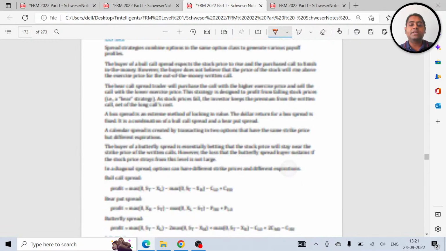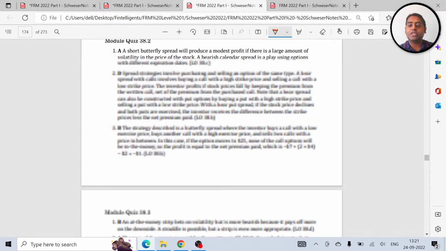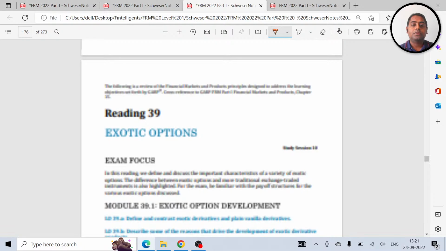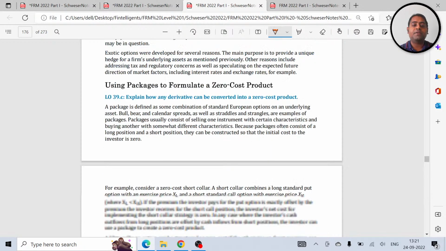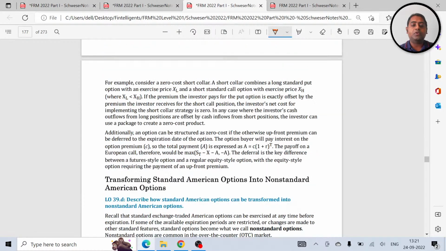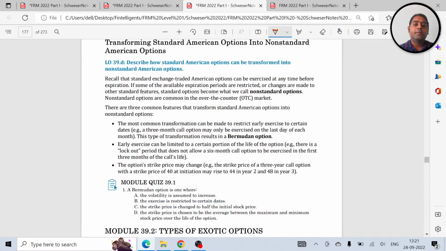Let us move towards the next chapter, which is exotic option. In the exotic option, the first few parts are straightforward, easy. I don't expect them to be tested in the exam. Bermuda option, mark this as star. Okay, it can get tested. Bermuda option and this also, the lockout period part.